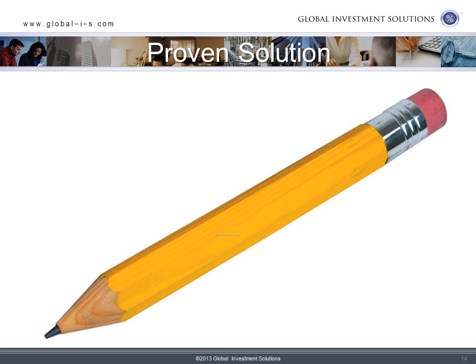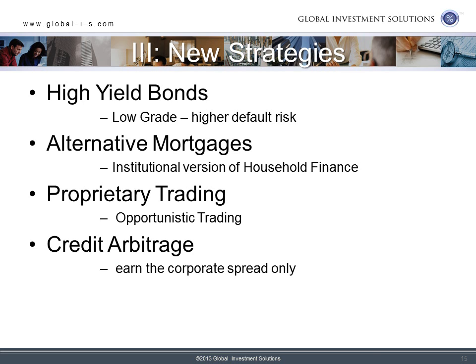So what are some of the proven strategies that are different than the classic strategies? Well, here are some new strategies that we think make a difference for your portfolio. High yield bonds are low-grade bonds that have a higher default risk, but in a well-diversified portfolio can be an extra source of income. Similarly, alternative mortgages, the institutional version of household finance.